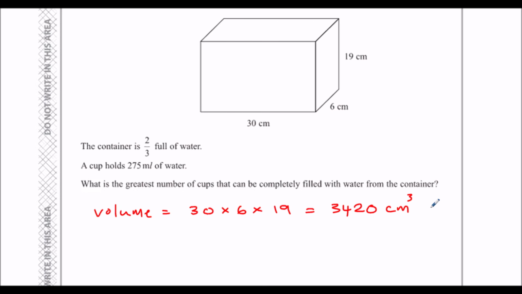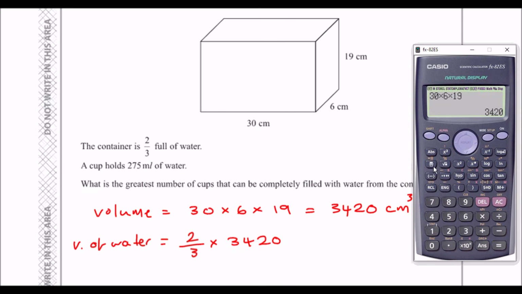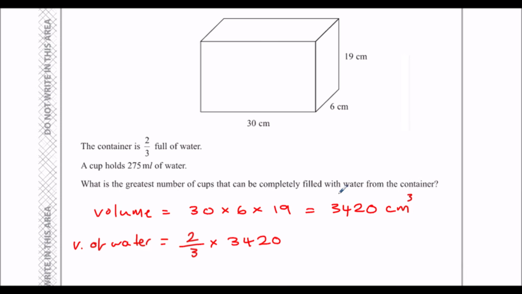The container is 2/3 full. So we only want 2/3 of this. So this is the container, the amount of water. So volume of water is 2/3 times 3,420. We can use a times sign to say of. So this is 2/3 of 3,420. So 2/3 times answer is 2,280.